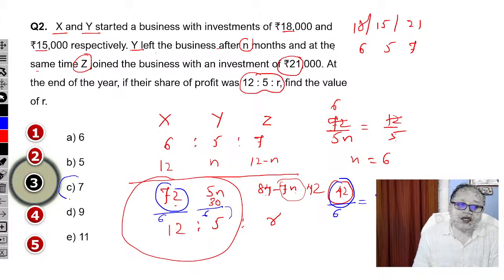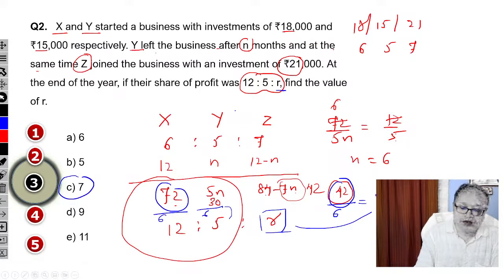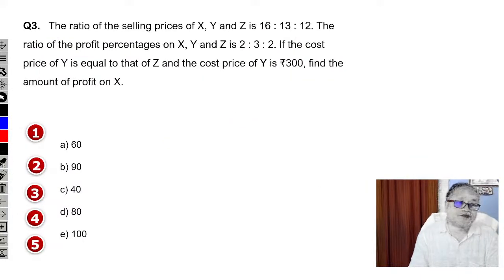So option choice C. What is R? The R value is 7. This is the value. Well done, Aman. Next one. Come on to this question.